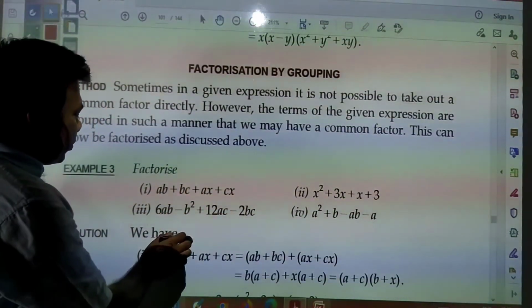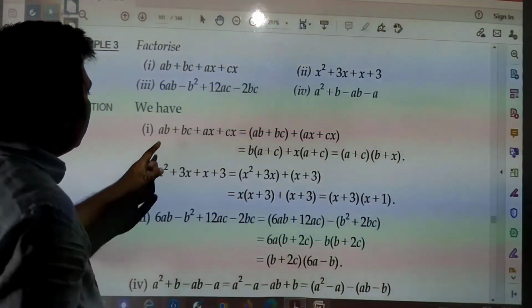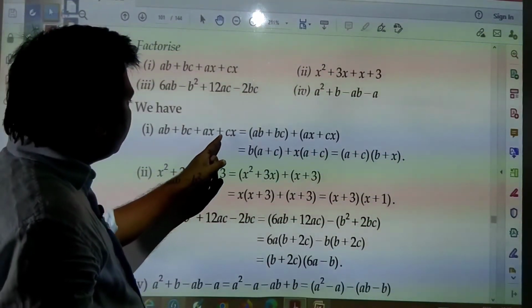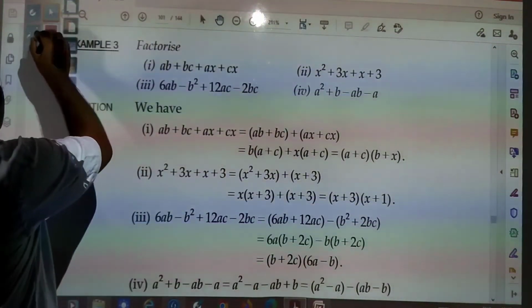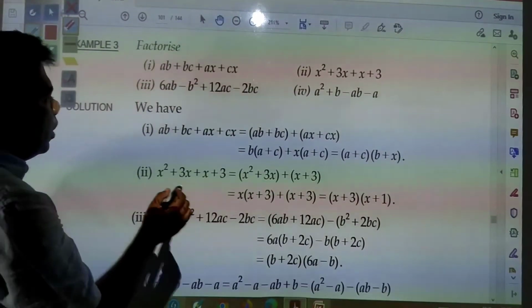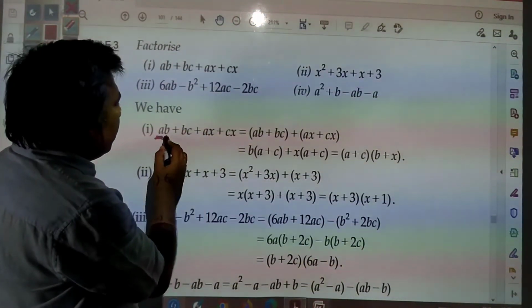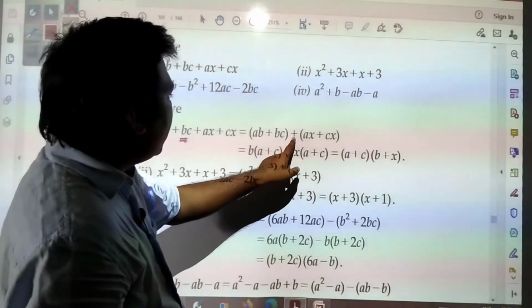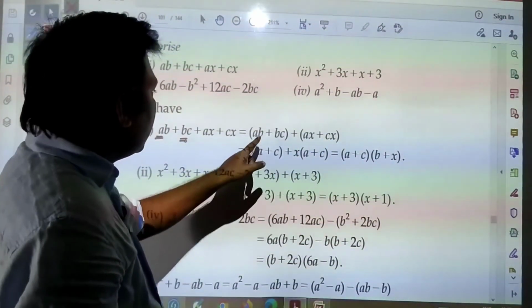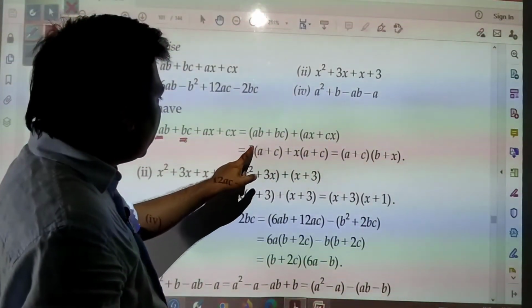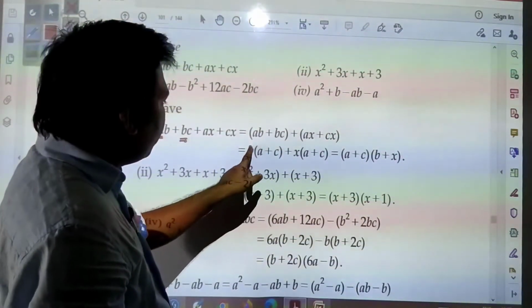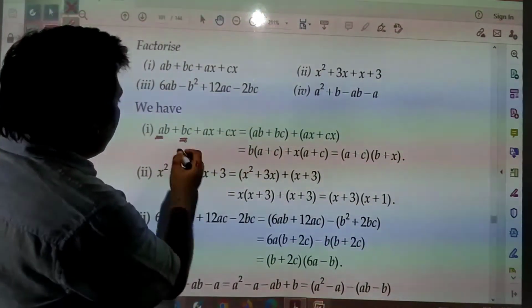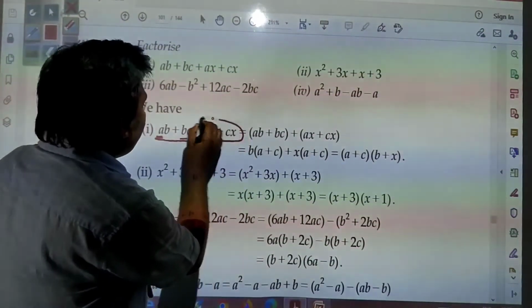Here you see, an example has been given: AB plus BC plus AX plus CX. Here this AB and BC you have, plus AX plus CX you have. Now if we need to find a common, B has been taken common out, because all together we don't have a common.